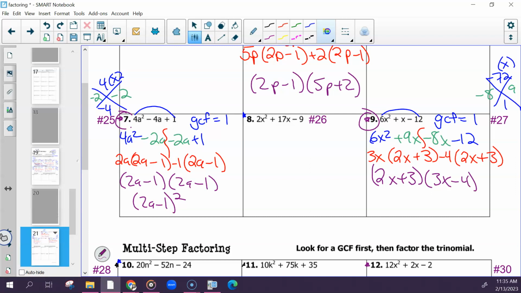So if you put 8 first, you would have 2x plus 3 here and 3x minus 4 on the inside. It would just be switched, and that's okay. Would that be a wrong answer? The order does not matter.